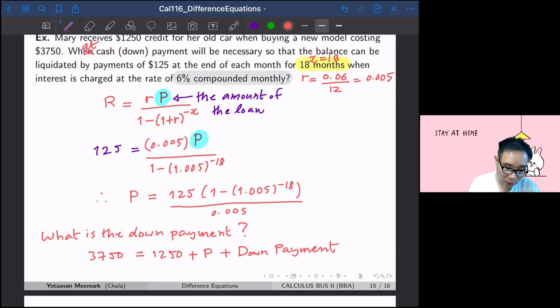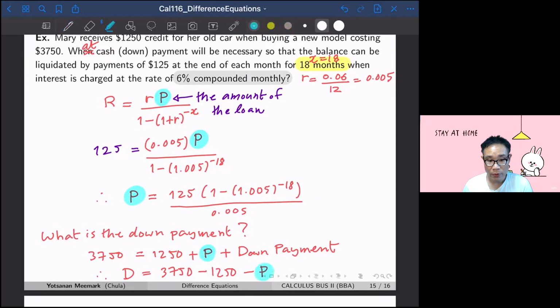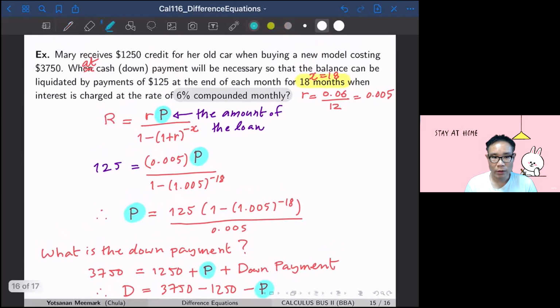So you know P already. The down payment would be 3750 minus 1250, and minus the P here. You can use your calculator to give you that number, and you see that you have your down payment. For this one, it's just applying the formula from the previous example.